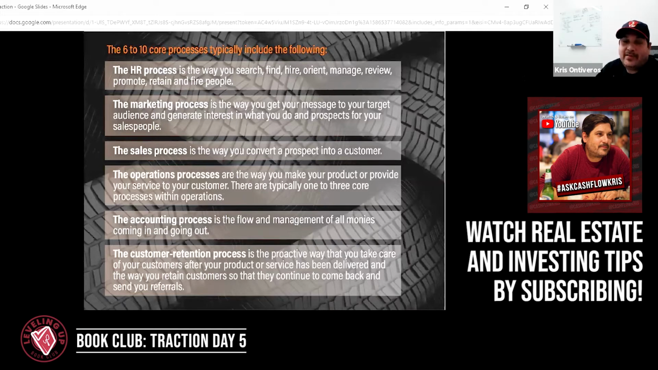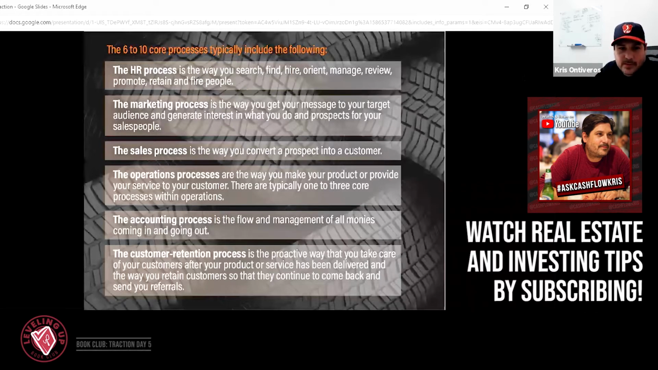The accounting process. A lot of people don't even have that in their business because they don't want to deal with it. Most of us aren't accountants, and that's not important to us. But making sure the books are in place is important.